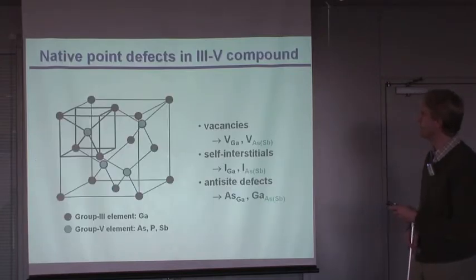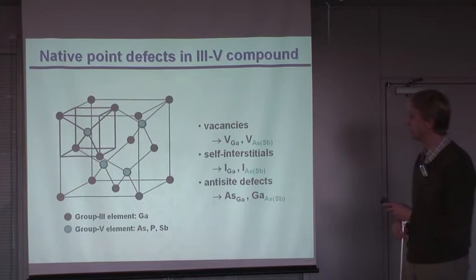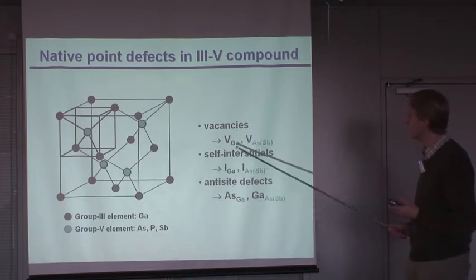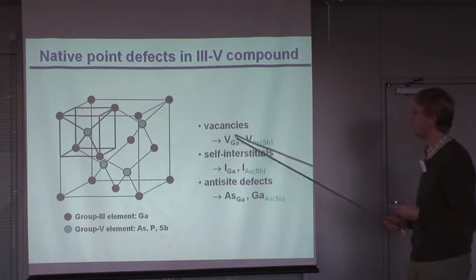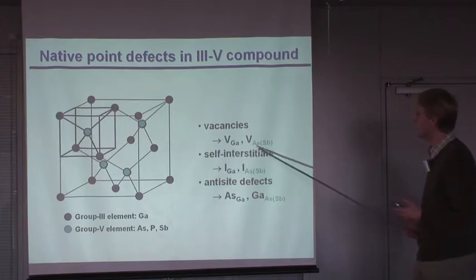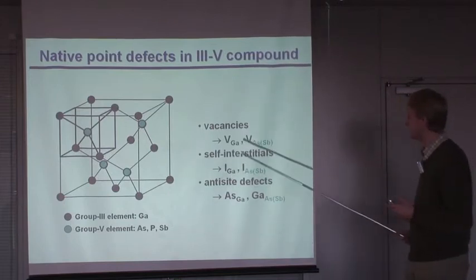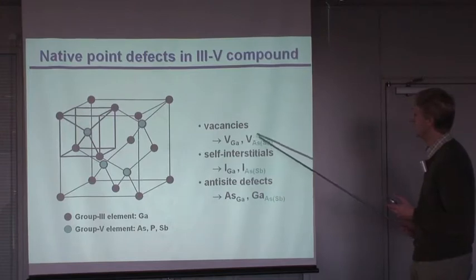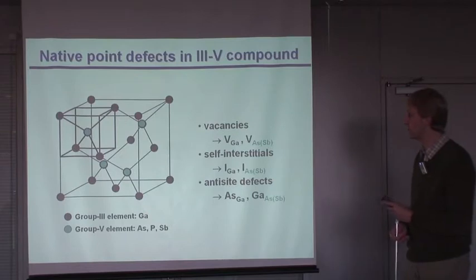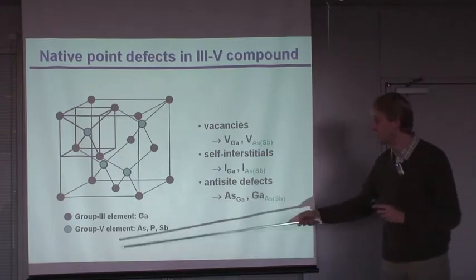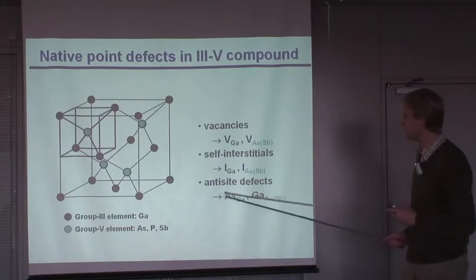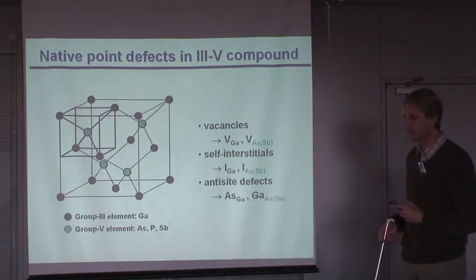Okay, in the native point defects in III-Vs, as I mentioned, you have two sublattices. So there you have to distinguish between vacancies on, for example, the gallium sublattice and the vacancy on the arsenic sublattice, in the case you have gallium arsenide, or antimony, so then the vacancy on the antimony sublattice. And the same for the self-interstitials. You have to distinguish between the self-interstitial from a group III element or from a group V element. And you have in addition so-called anti-site defects.